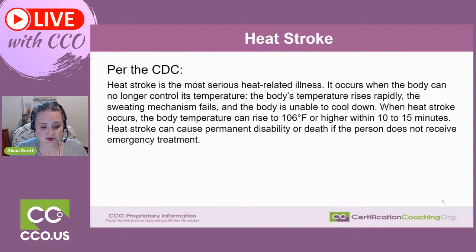When you have heat stroke, your internal temperature can go up to 106 degrees. And if that lasts for more than 10 or 15 minutes, then there's going to be permanent damage to the body. It happens in several ways. It's like frying an egg. We don't want that to happen.